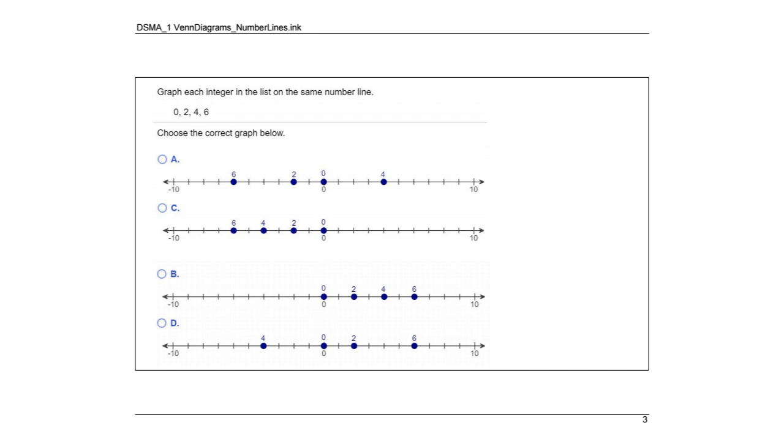We have the negative numbers on the left-hand side, the positive numbers on the right-hand side, and they want you to plot these points. So we want 0, +2, +4, and +6. So A is not going to work because look, 2 and 6 are over here on the negative side. That's not going to work.